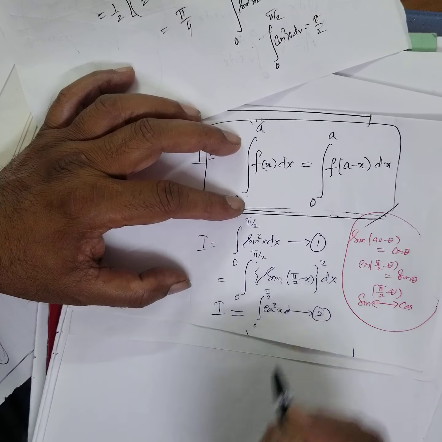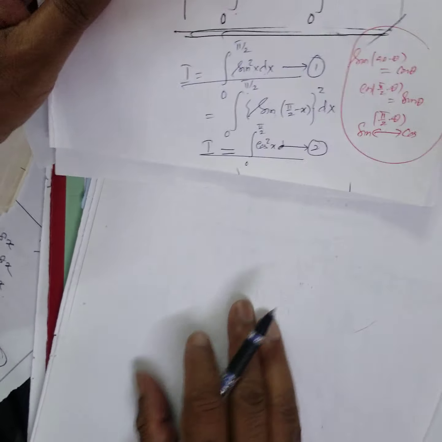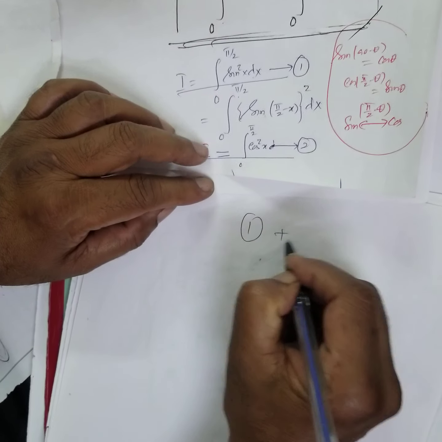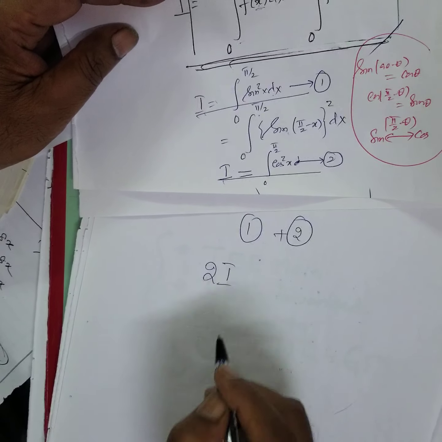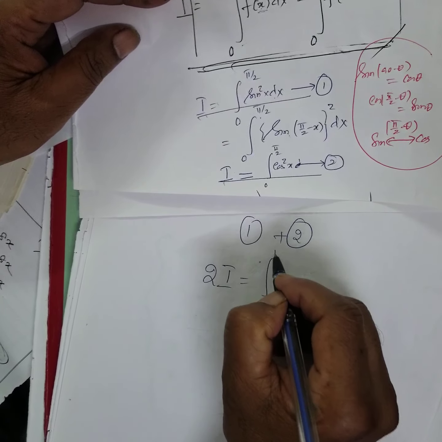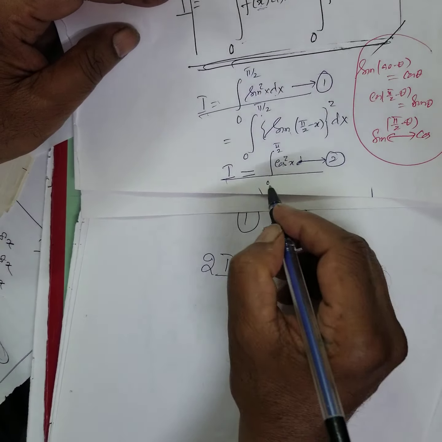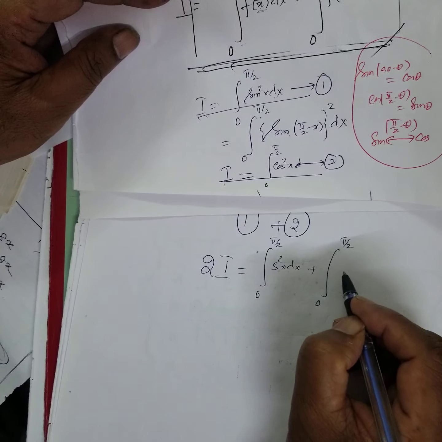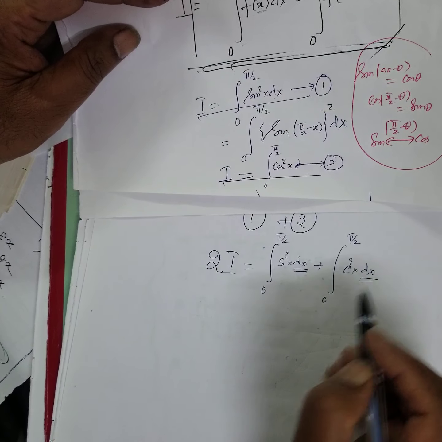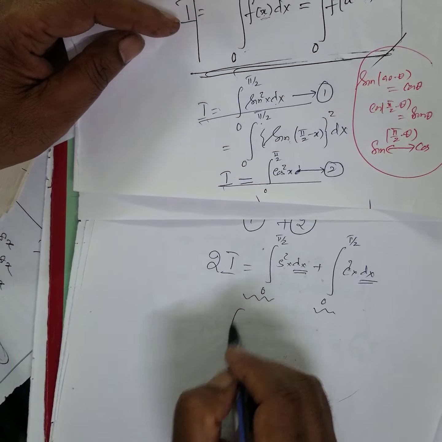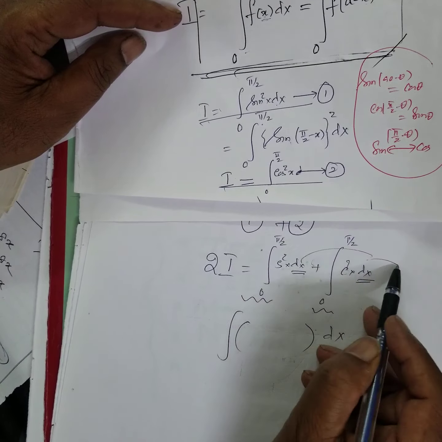So I is equal to the integral of sin square x, and I is also equal to the integral of cos square x. If I add these two, what will happen? 1 plus 2, I am adding: I plus I, 2I, isn't it? Therefore 2I is the integral from 0 to pi by 2 of sin square x dx plus the integral from 0 to pi by 2 of cos square x dx. What do you observe from this? dx is a common factor, the integral is also common. I am taking the integral this side and dx that side.